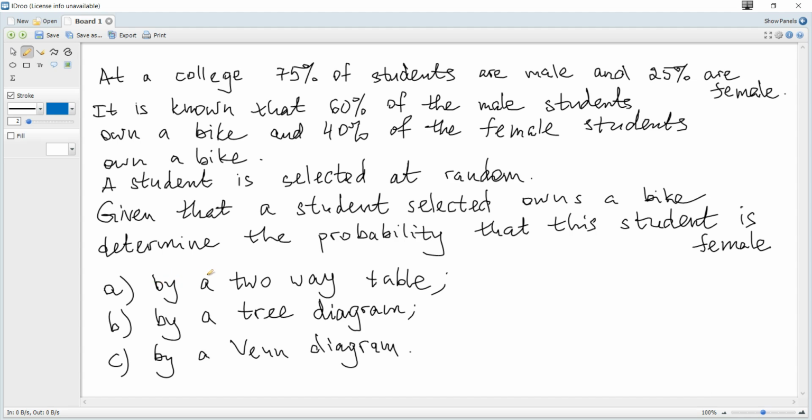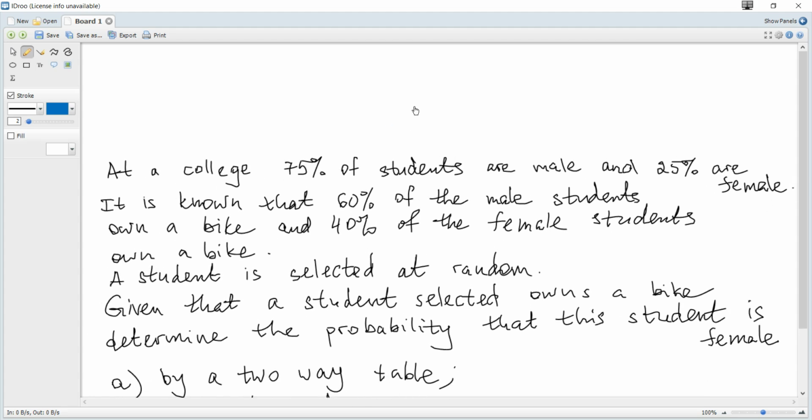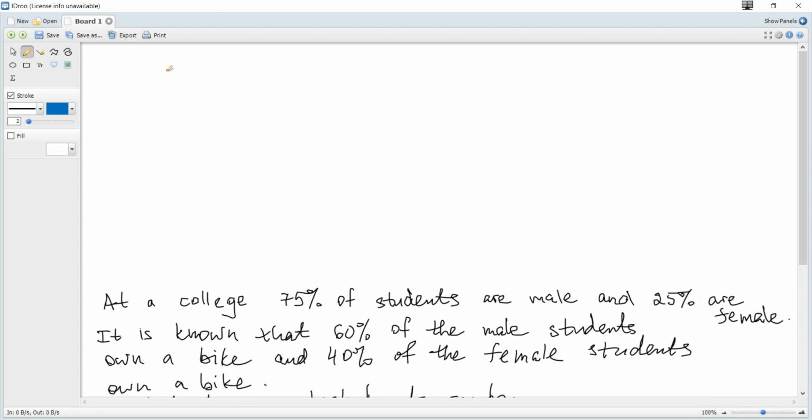So let's consider the two-way table first, and we can find the answer without any formulas, just using the given information directly. For a two-way table, we can consider 100 students in total. Actually it can be in terms of probabilities, but let's consider 100 students in total firstly. This table looks like this.